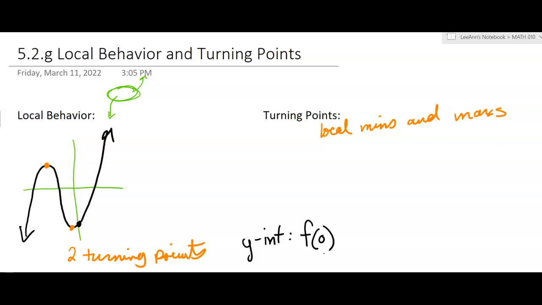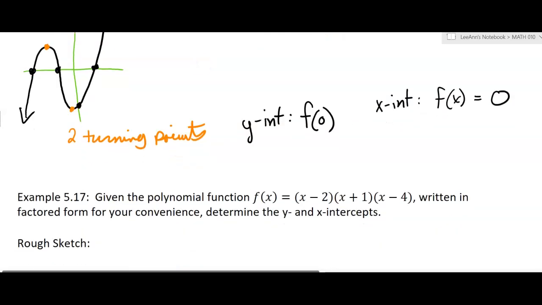And then we can also talk about the X-intercepts. The X-intercepts are where it's crossing the X-axis. And so X-intercepts are when we set the function equal to 0. Okay, so let's see what we have here for an example.